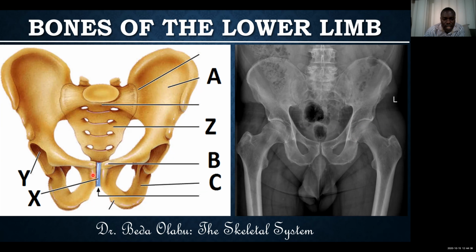The right and the left pelvic bone meet in this region here, labeled X, which is the pubic symphysis. And this is the pubic symphysis. It is radiolucent because this is cartilage. The iliac bone articulates with the sacrum in this region here called the sacroiliac joint, which is this one, sacroiliac joints.